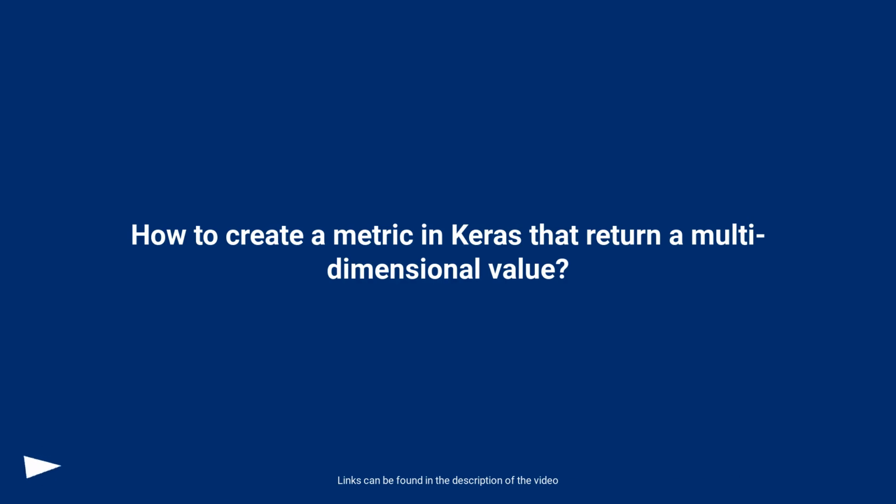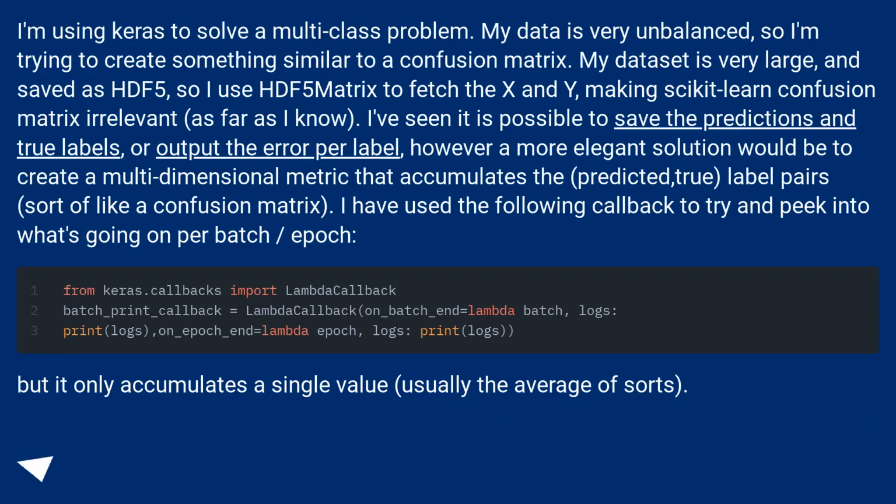How to create a metric in Keras that returns a multidimensional value? I'm using Keras to solve a multi-class problem. My data is very unbalanced, so I'm trying to create something similar to a confusion matrix.